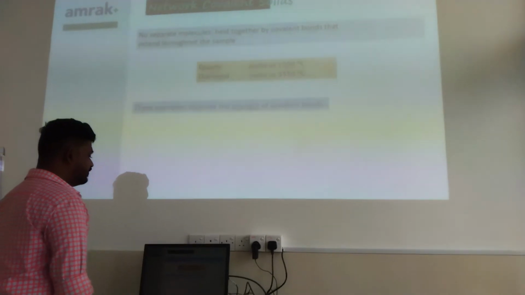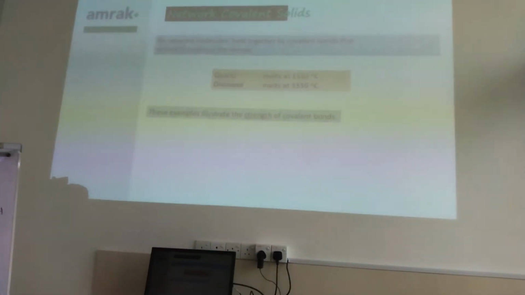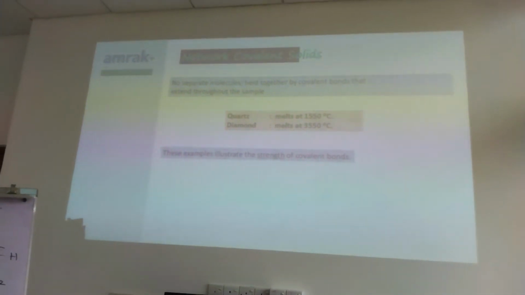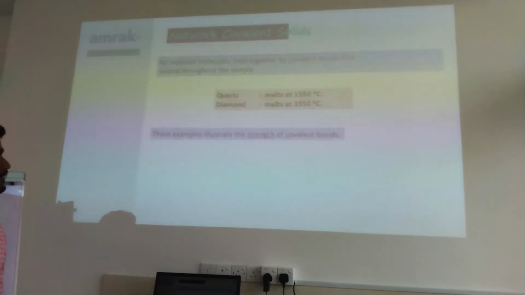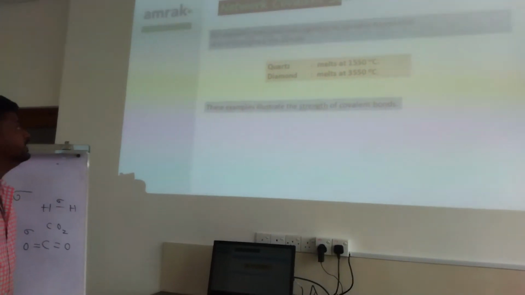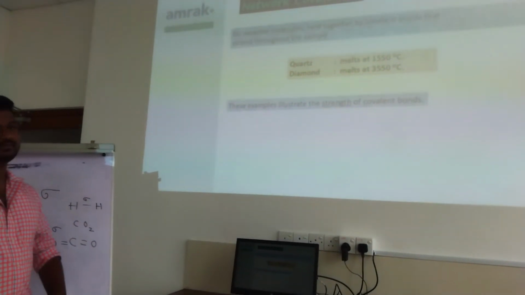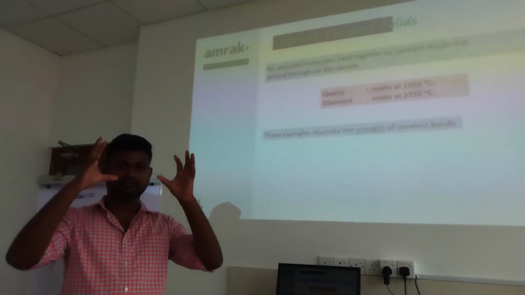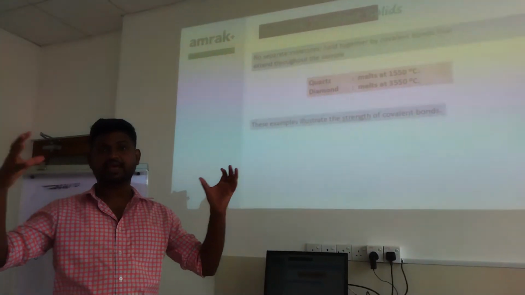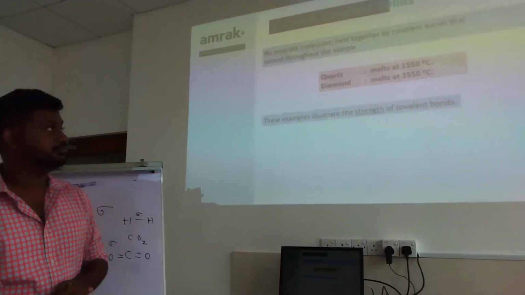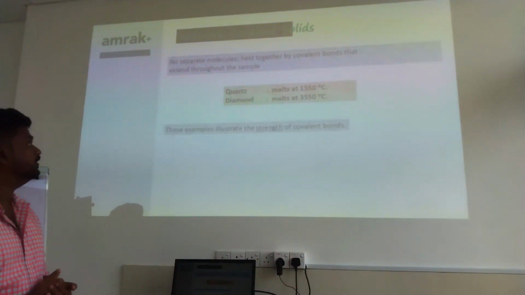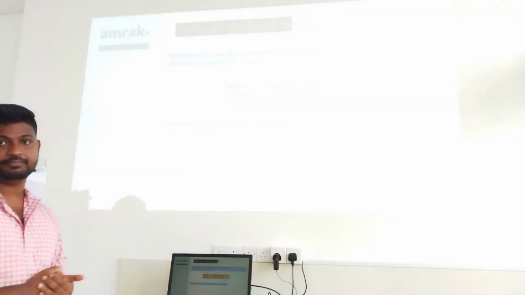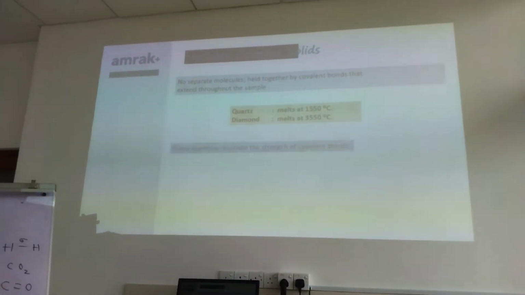Network covalent solids: no separate molecules, but covalent bonds that extend throughout the sample. Quartz and diamond are network covalent solids, and each has a shape that repeats, so they are held together. That is how they get a high melting point and boiling point. These examples illustrate the strength of covalent bonds.